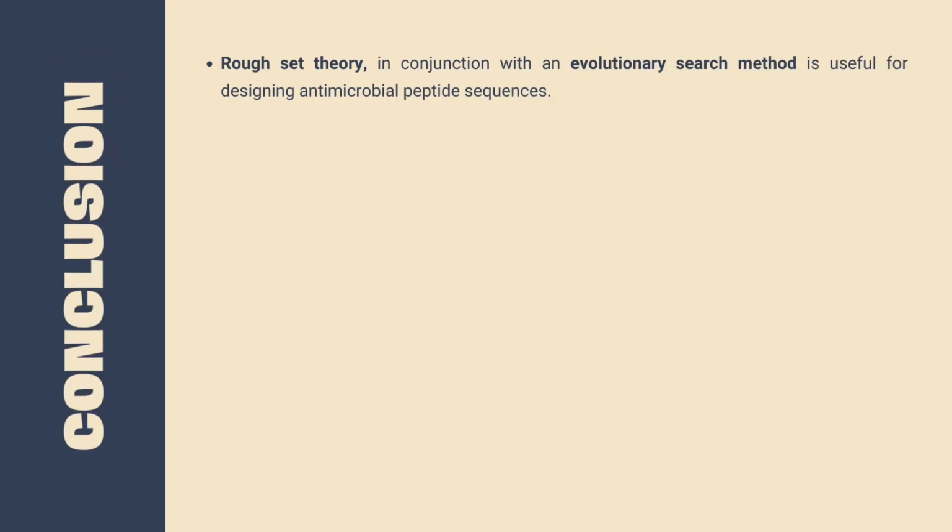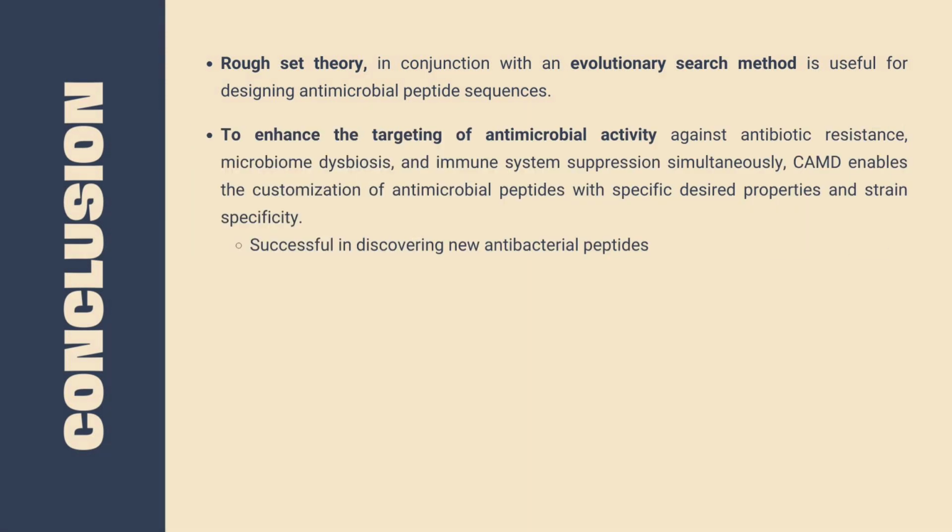In conclusion, application of transparent machine learning algorithms, particularly rough set theory, in conjunction with an evolutionary search method, proves valuable in the design of antimicrobial peptide sequences. To enhance the targeting of antimicrobial activity against antibiotic resistance, microbiome dysbiosis, and immune system suppression simultaneously, our proposed computer-aided molecular design approach enables the customization of antimicrobial peptides with specific desired properties and strain specificity.